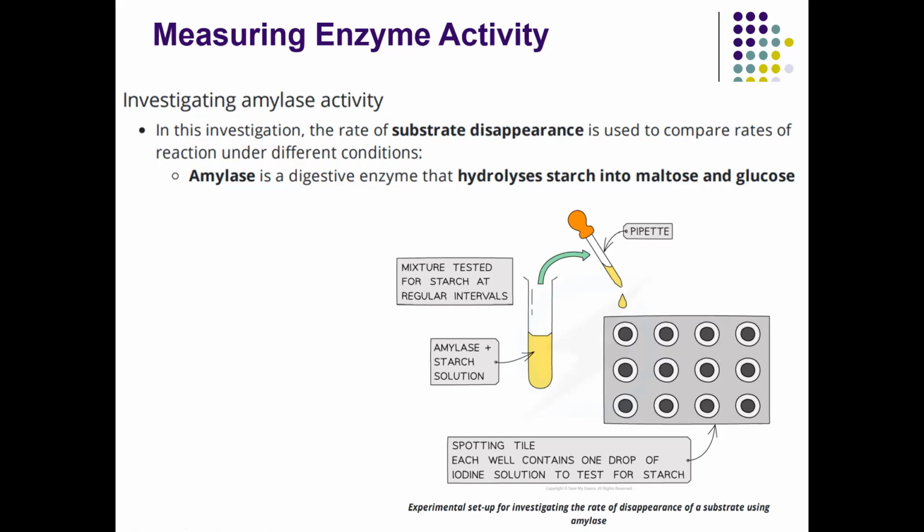And then after that, during an interval of time, for example every 30 seconds, we will put the mixture of the starch and amylase into the spotting tile. Yeah. So every 30 seconds or every 1 minute, you need to put the mixture of the amylase and starch into the spotting tile. So in the first spotting tile, it is the first 30 seconds, and then the second spotting tile is maybe 1 minute. This one is 1 minute 30 seconds. This one is 2 minutes. This is 2 minutes 30 seconds, 3 minutes, and so on.